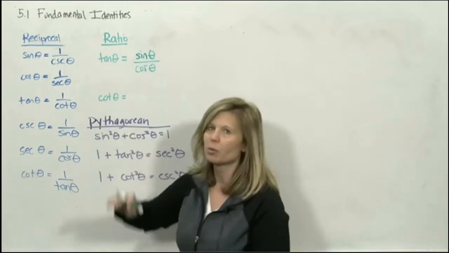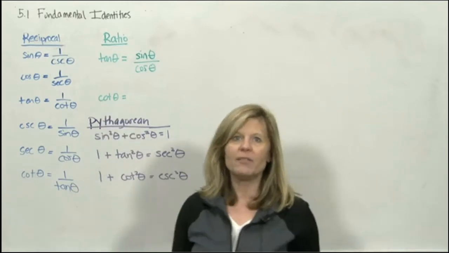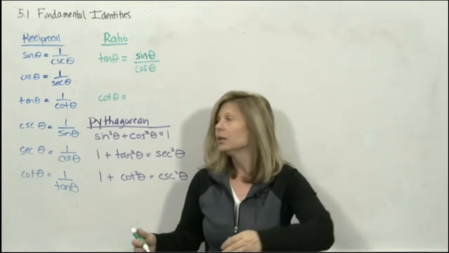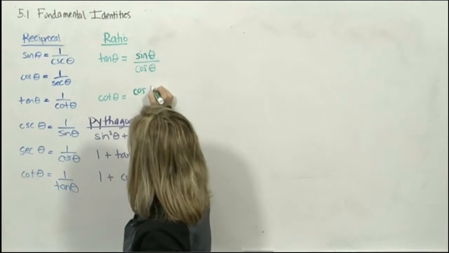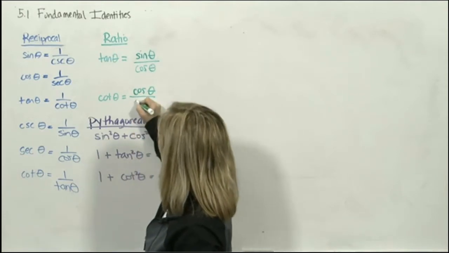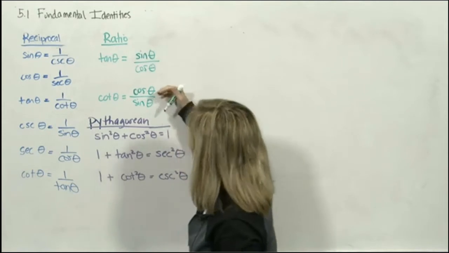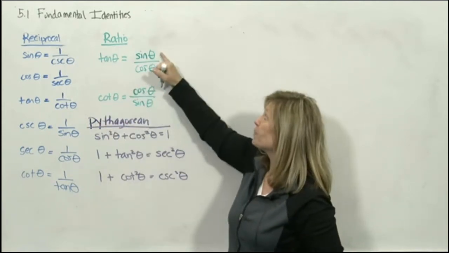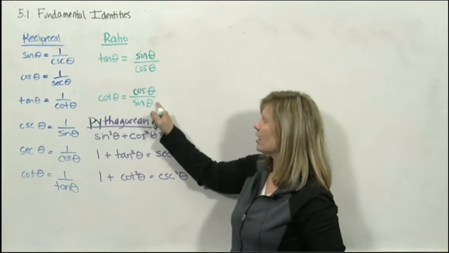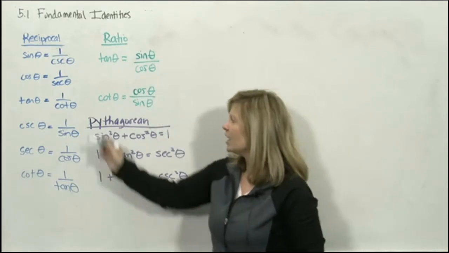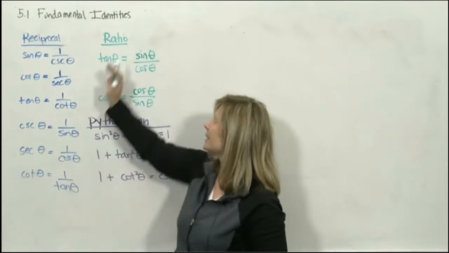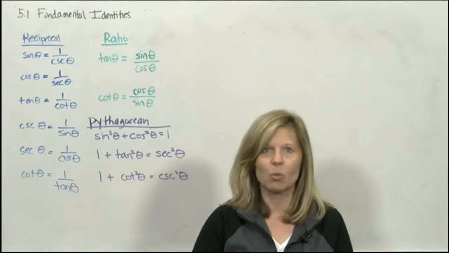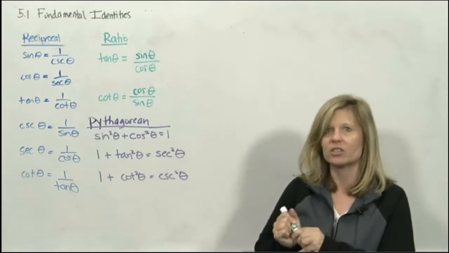And the same goes through with cotangent. From what we learned previously, cotangent is x over y. Well, x stands for cosine on the unit circle, and y stands for sine. And again, tangent and cotangent are reciprocals of each other. So if you flip sine over cosine, you get cosine over sine. So these first 8, the reciprocal identities and the ratio identities, you already knew. They were just written in terms of x and y and adjacent, hypotenuse, all that good stuff.